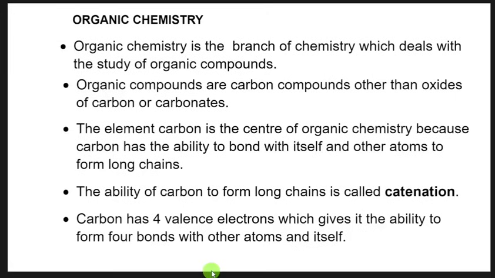So carbon has four valence electrons, meaning four electrons in its outermost shell, and it is these electrons that give carbon the ability to form four bonds with itself or other atoms. It can bond with other carbon atoms, or with atoms of other elements, so that it becomes stable.